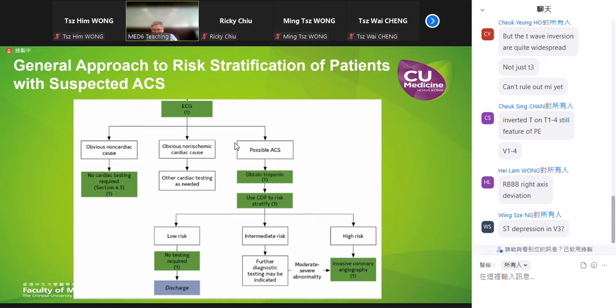If it's possible ACS, you obtain your troponin and then decide whether it's high risk, intermediate risk, or low risk. If it's got very high risk features, then you probably decide to go the more invasive route. But with low risk features, then you probably look for some sort of testing. So what are the changes on ECG you would likely see that are suggestive of ACS? It will make you concerned.